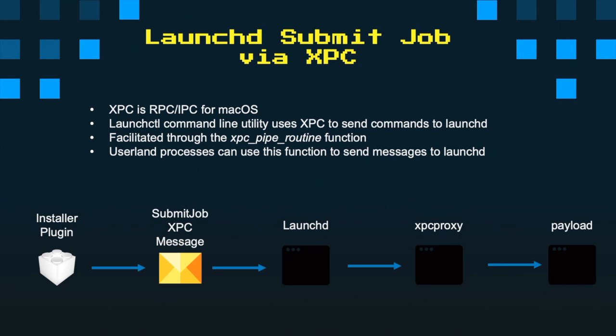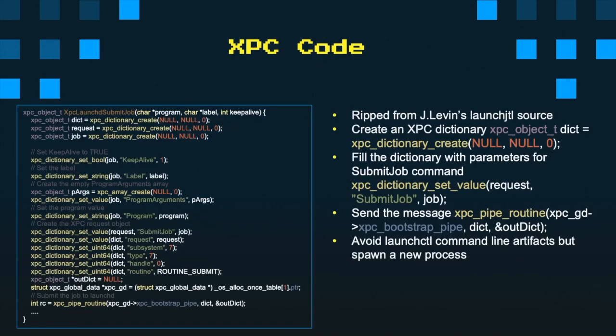So when you do that, the installer plugin will send an XPC message to launchd, and then XPC proxy will kick off your temporary service for you. So this is what the XPC code looks like. This is actually taken from Jonathan Levin's tool, launch_JTL. This is an open source version of launchctl that he developed.